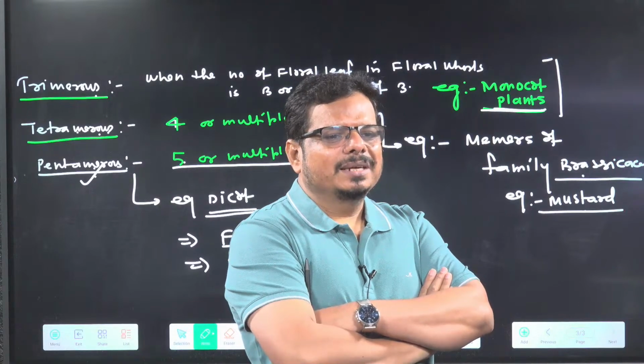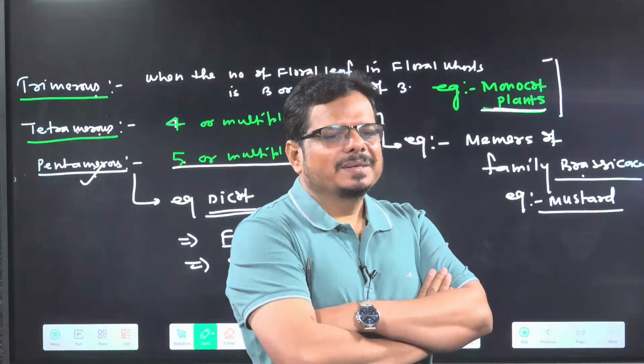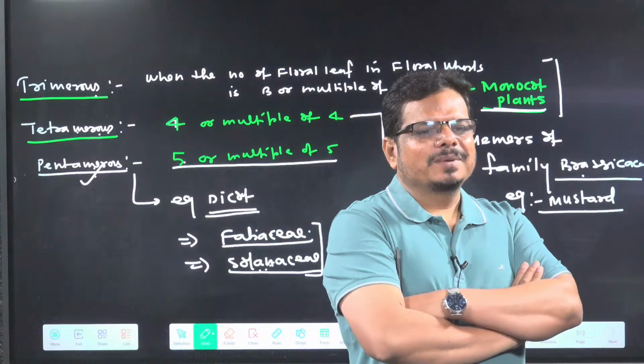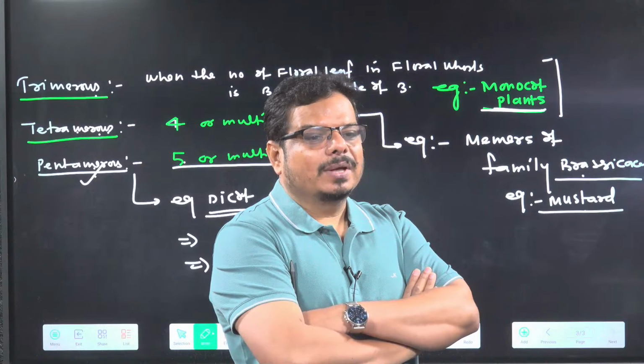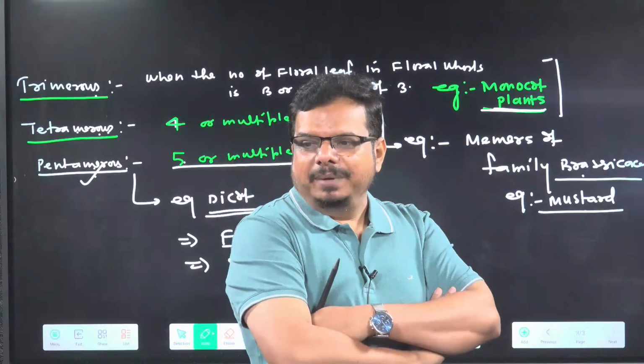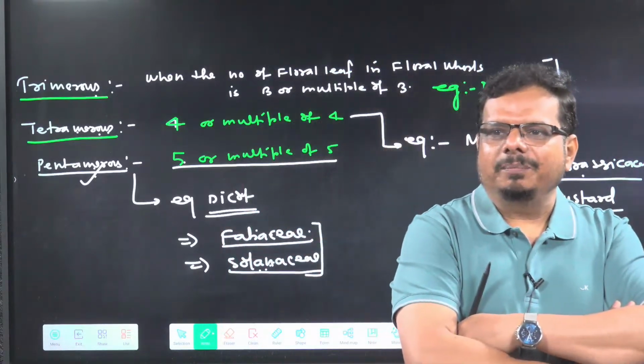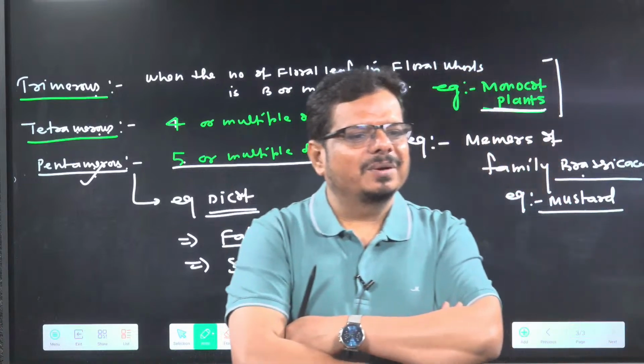You have studied about the example of taproot. If you are not able to understand mustard is dicot, you can say, no, your taproot is there. And based on that taproot, we can say it is a dicot. Picture came or not? Understanding came or not?